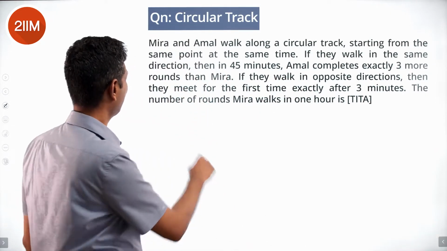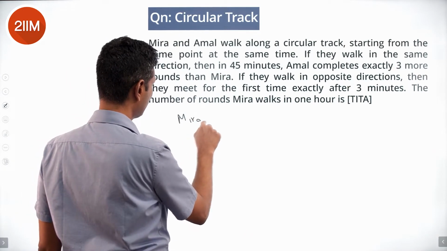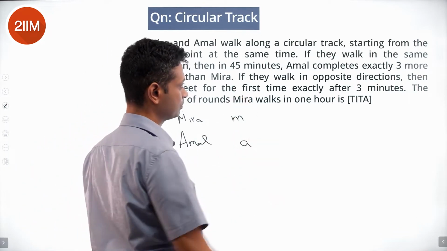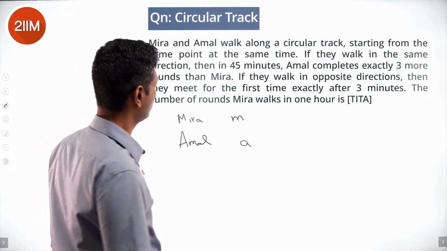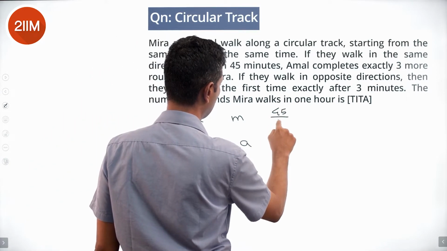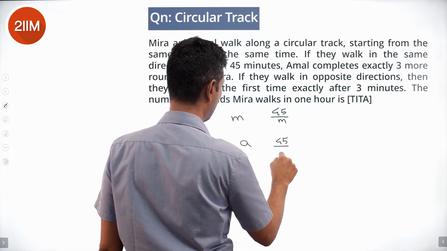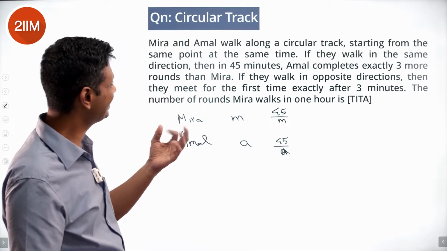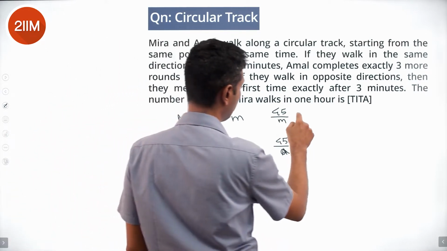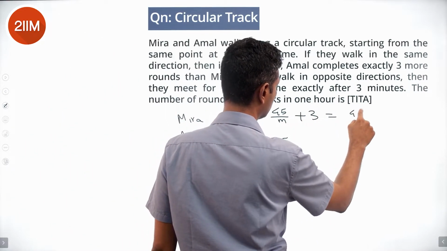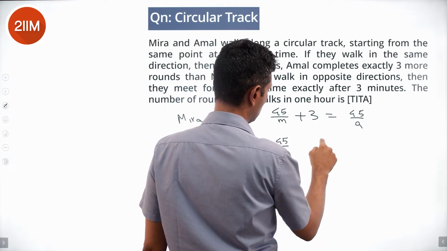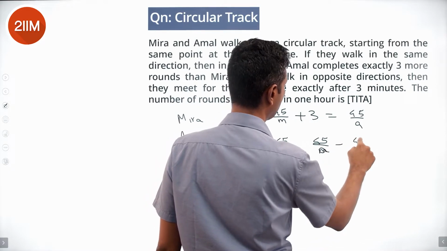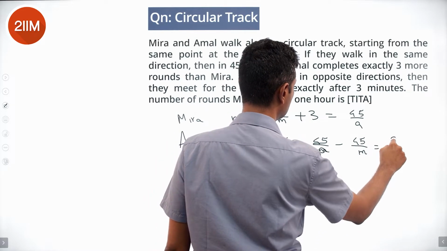Right? So, let's take Mira takes m minutes for a lap. Amal takes a minutes for a lap. And so, in 45 minutes, Mira will do 45 by m laps. Amal will do 45 by a laps. Amal completes exactly 3 more rounds than Mira. 45 by m plus 3 equals 45 by a, or 45 by a minus 45 by m is 3.